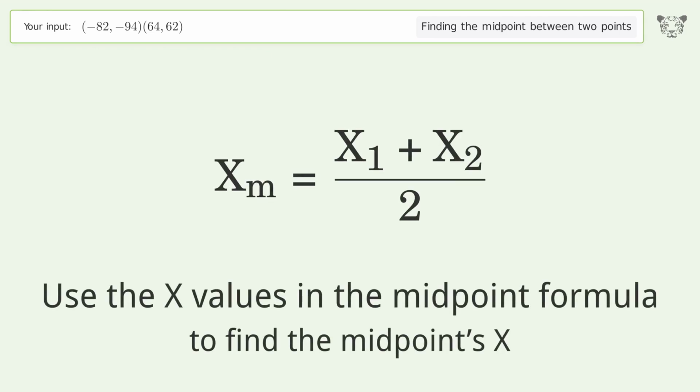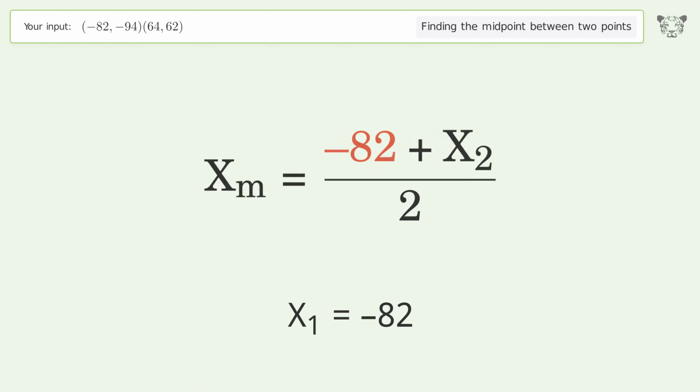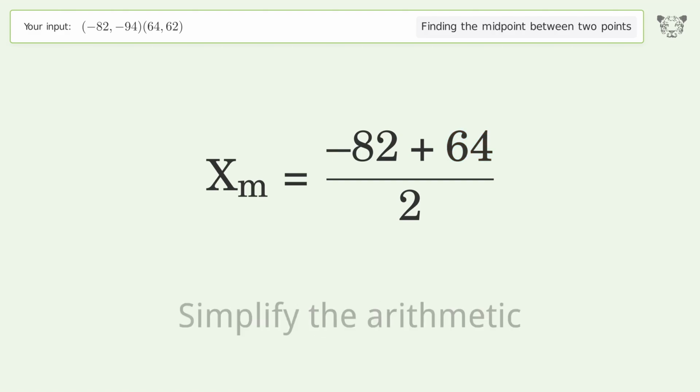Use the x values in the midpoint formula to find the midpoint's x. x1 equals -82. x2 equals 64. Simplify the arithmetic.